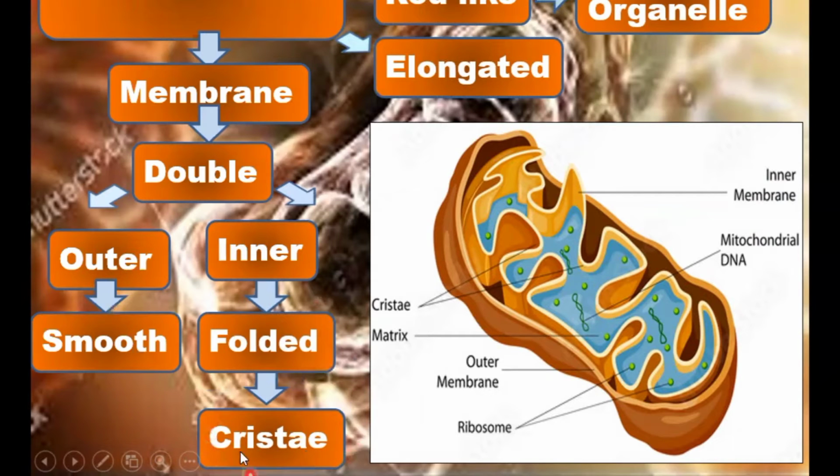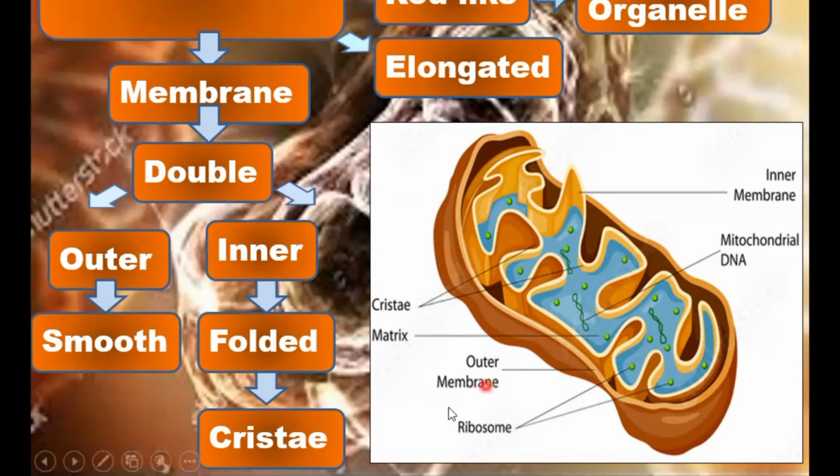Now, what is the purpose of cristae inside the mitochondria? The purpose of cristae is to increase the surface area. As you can see here, the surface area is increased with the help of these enfoldings. And whenever there is more surface area, a greater amount of biochemical reactions will occur there. So, first of all, we have discussed that mitochondria is a double membrane-bounded organelle.